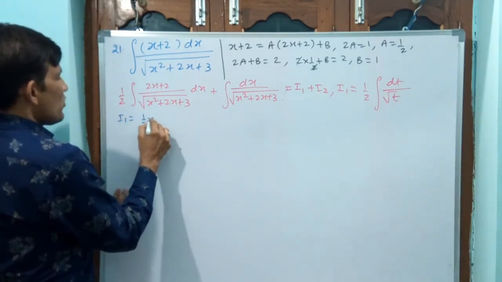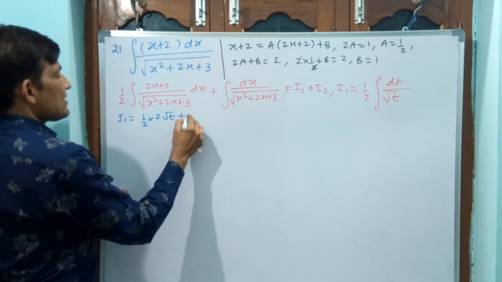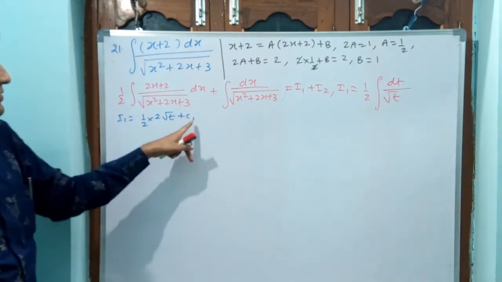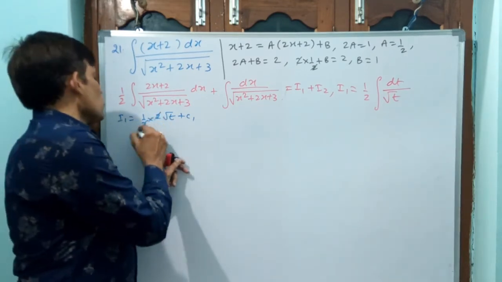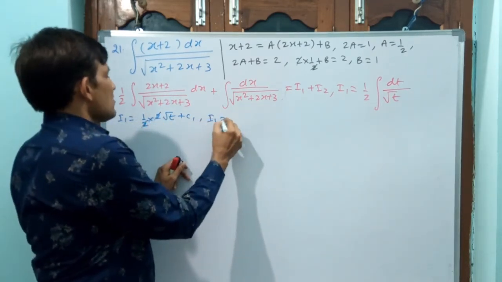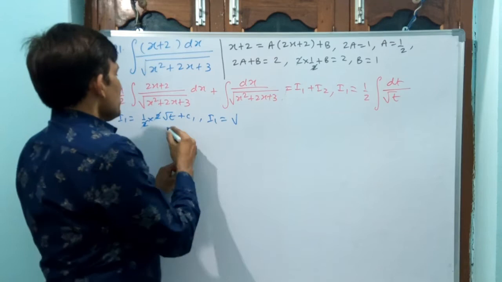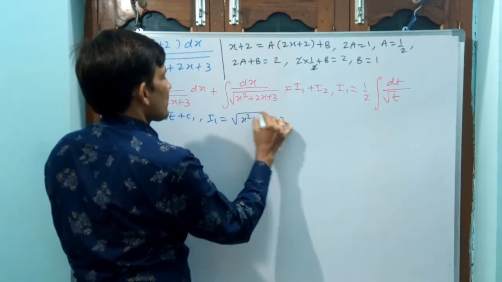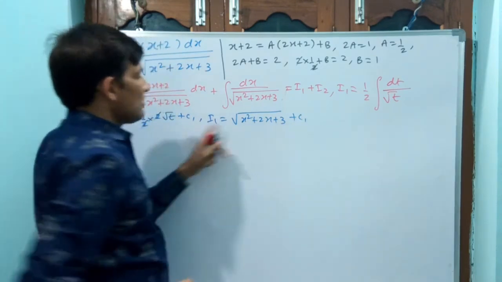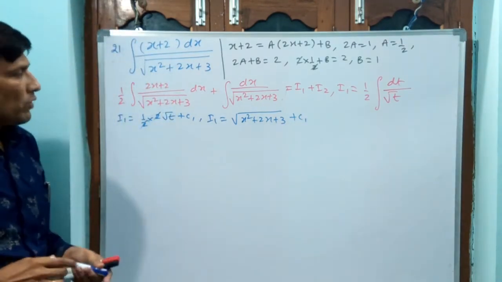Okay. Now, proceed further. That will come simply, I1 is equal to 1 by 2 into 2 root t plus c1. Why? Because c1 is a constant. See, 2 root t means the 2 is going to get cancelled. I1 is equal to, again, square root of t is how much? Square root of x square plus 2x plus 3 plus c1. This will be I1. Okay?